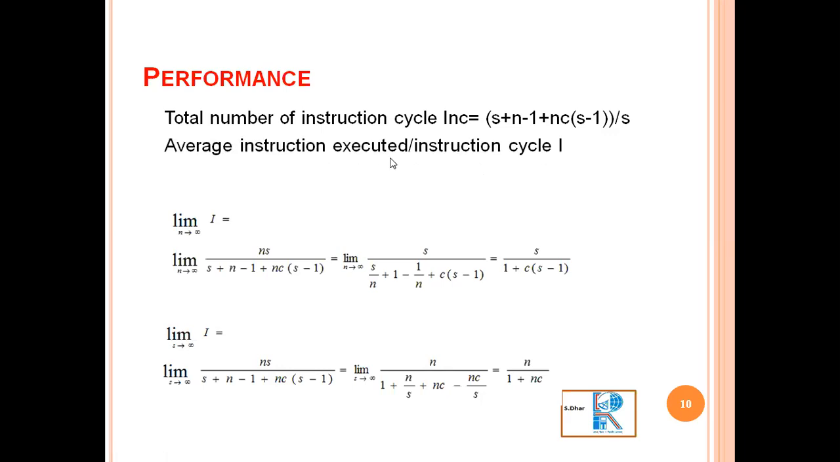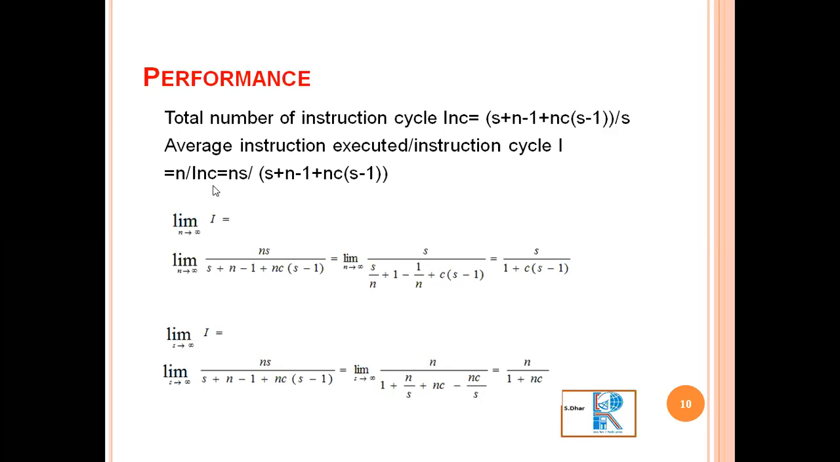And the average number of instructions executed per instruction cycle will be the total number of instructions n divided by Inc, where Inc is the total number of instruction cycles. So the average instruction executed will be n by Inc, which gives ns over this expression. So this is actually the speed up. See here, the average instructions executed per instruction cycle is equivalent to the speed up of the system.